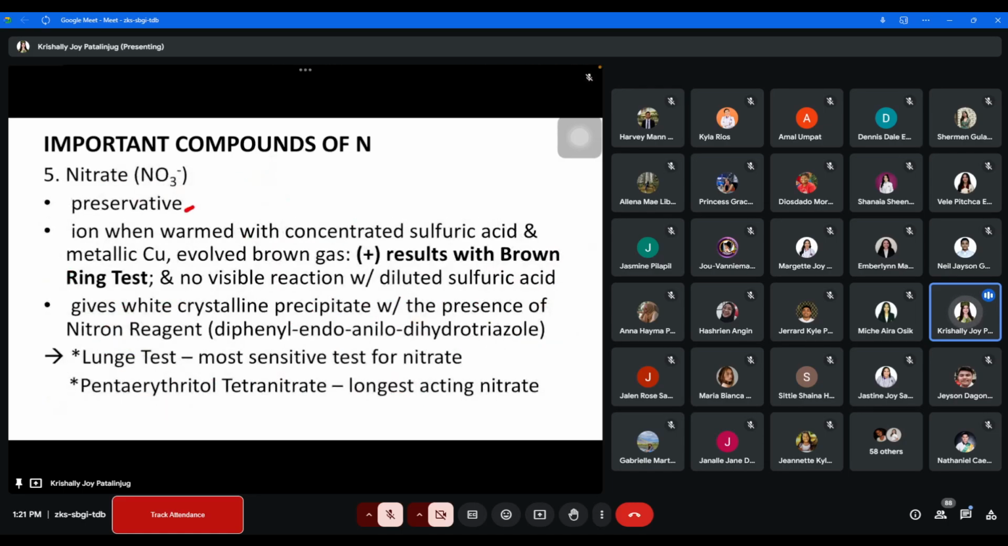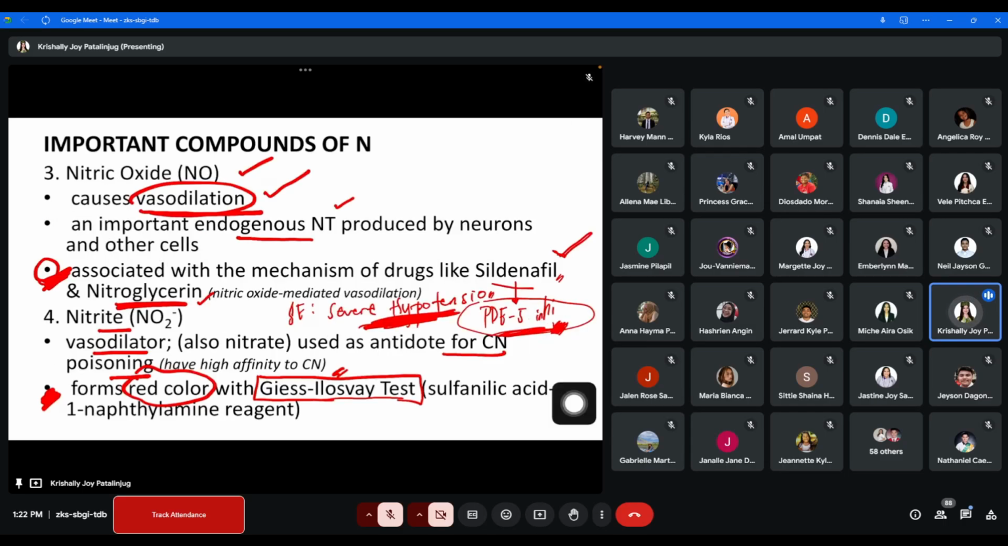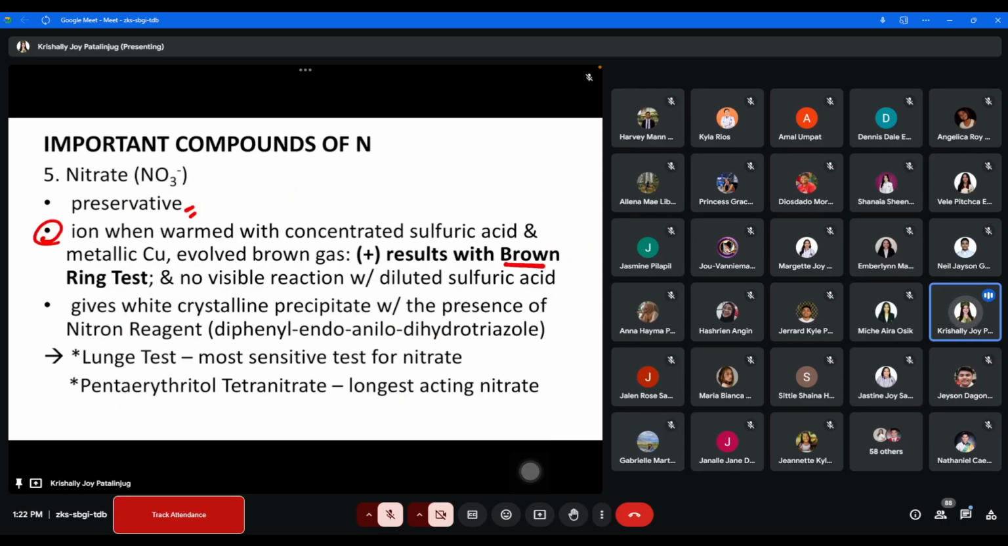Nitrate before, ginagamit sila as preservative. Ito rin yung sinabi sa mga sodium compounds na kapag sodium nitrate, potassium nitrate, ginagamit sila before as meat preservative. Pero ngayon hindi na sila ginagamit kasi carcinogenic sila. Okay, so kindly take note na lang the difference ng qualitative analysis for nitrate and for nitrite kanina. Nitrite kanina is Griess-Ilosvay test. For nitrate, it's brown ring test. Pwede din nitron reagent, Lunge test.